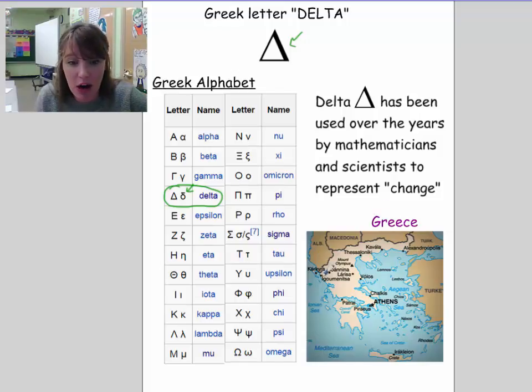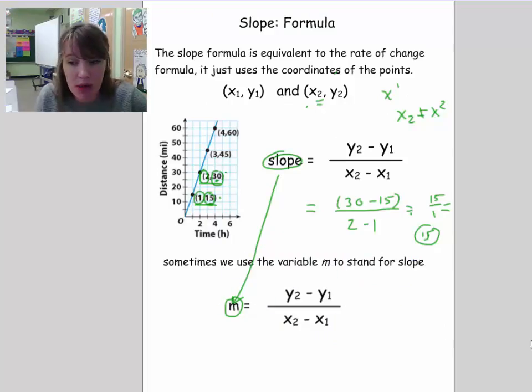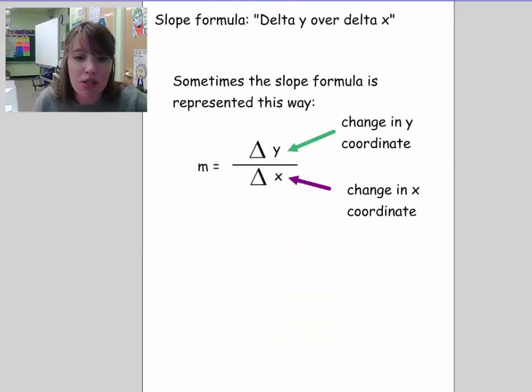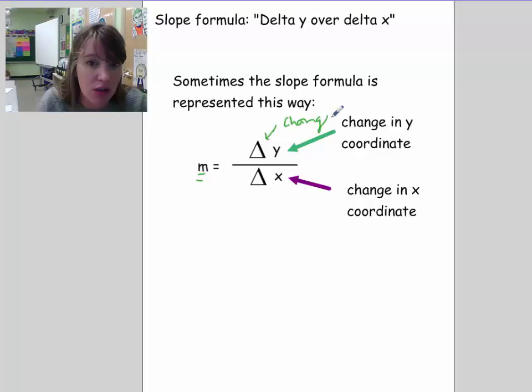So I said that a letter in our alphabet, M, refers to slope. Similarly, in ancient Greece, a lot of mathematicians and scientists used this delta. It's like a triangle with a bolded right side here. They used this letter in their alphabet to represent the idea of change, okay? So another form of the slope formula is to represent it as the slope, M, is equal to the change of y over the change of x, because delta is standing in for the word change, okay?